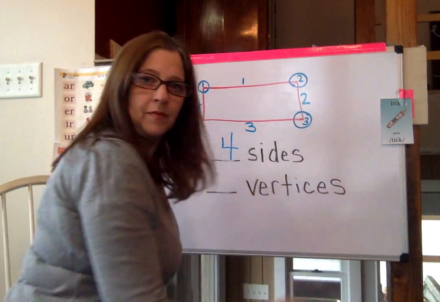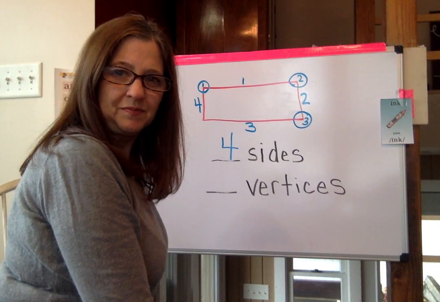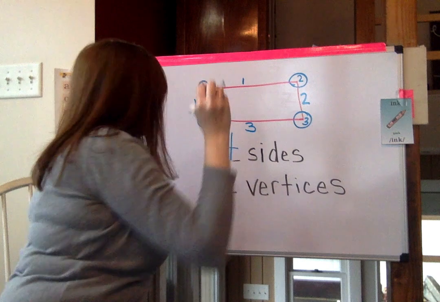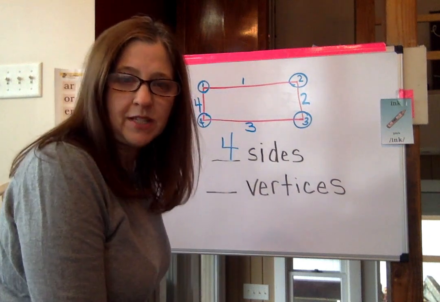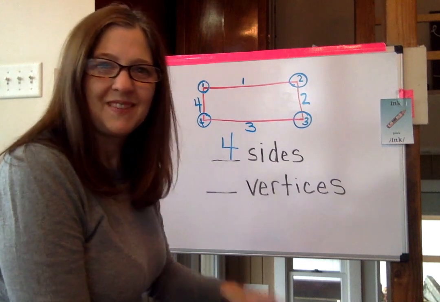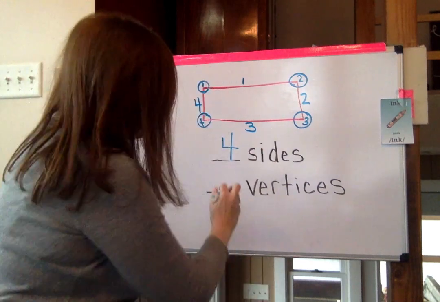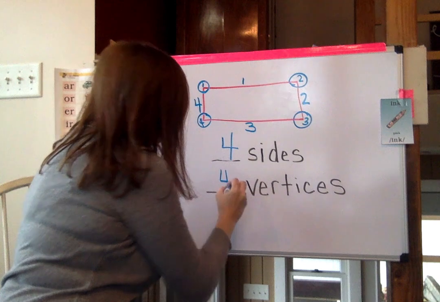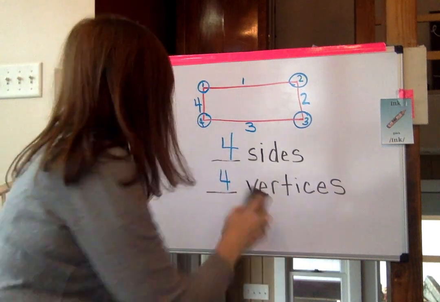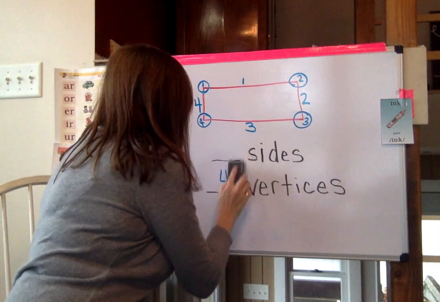3, and 4. Okay, boys and girls, how many vertices does a rectangle have? Show me with your fingers, please. Yes, very good, 4. Can you put that on the line down here? A rectangle has 4 vertices. Great job, friends. All right, we're going to move on.